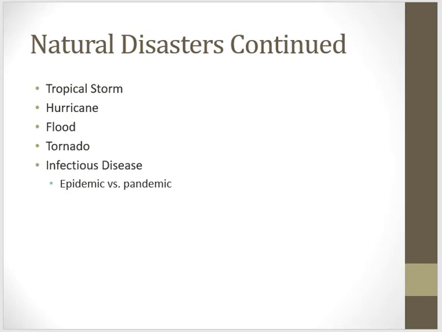So just a few more natural disasters here. Tropical storms and hurricanes are both very intense thunderstorms. Hurricanes have higher wind speeds, over 74 miles per hour. They produce large, heavy rains, storm surges, and high winds. People may be injured by flying debris, and there may also be drowning victims as well.